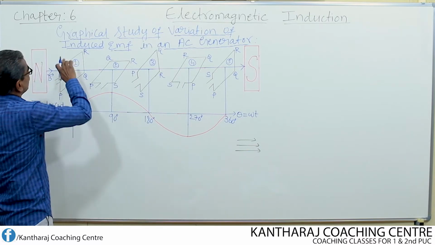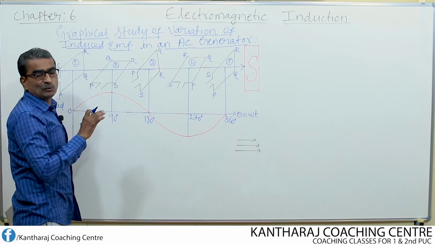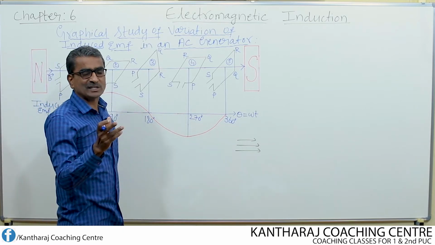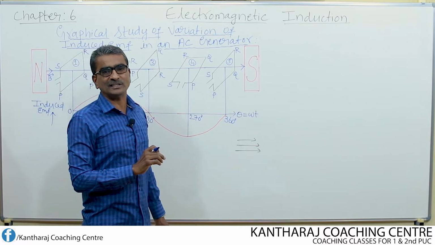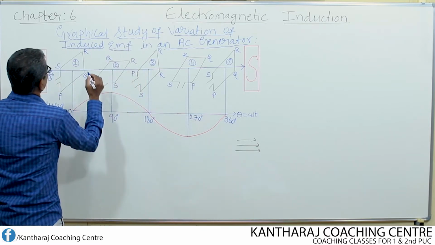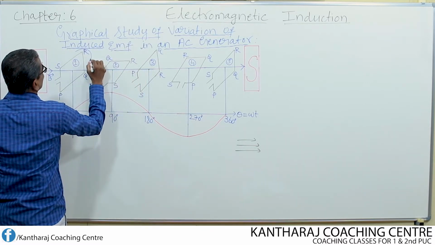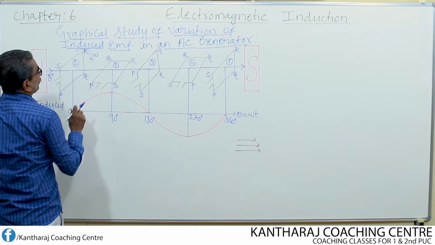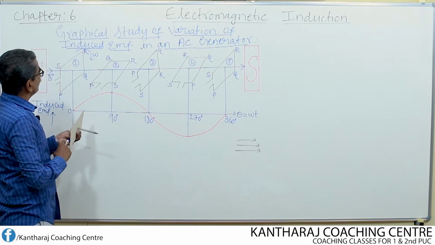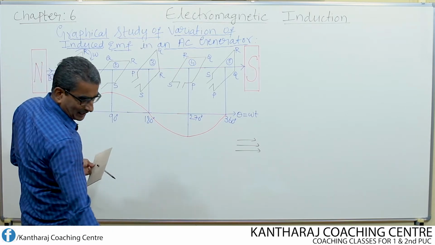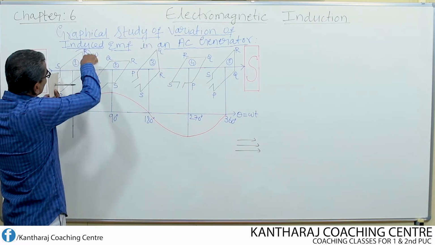Let the coil be rotated in one direction, either clockwise or anti-clockwise, with a uniform angular velocity omega. So what I do is I represent the direction of rotation of the coil with a uniform angular velocity omega. So what is the direction here? The direction is clockwise.